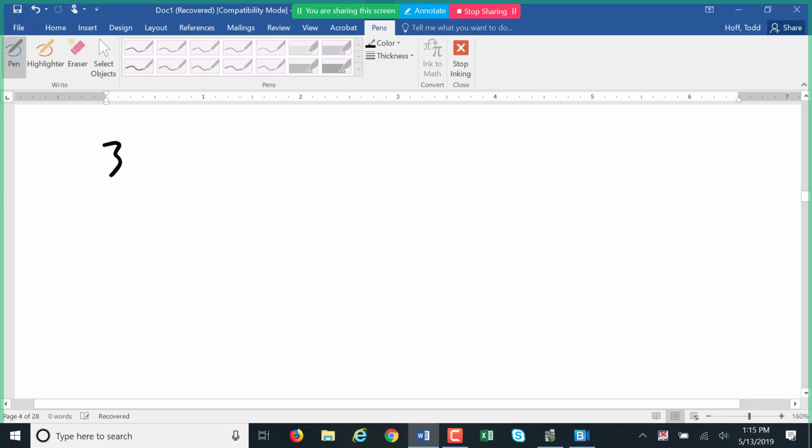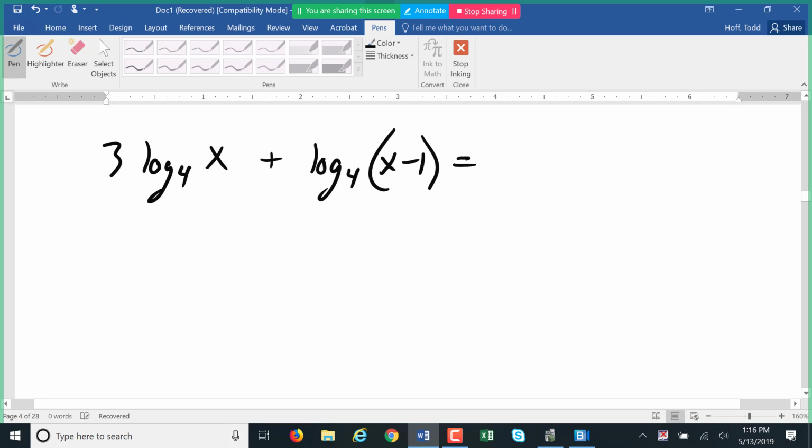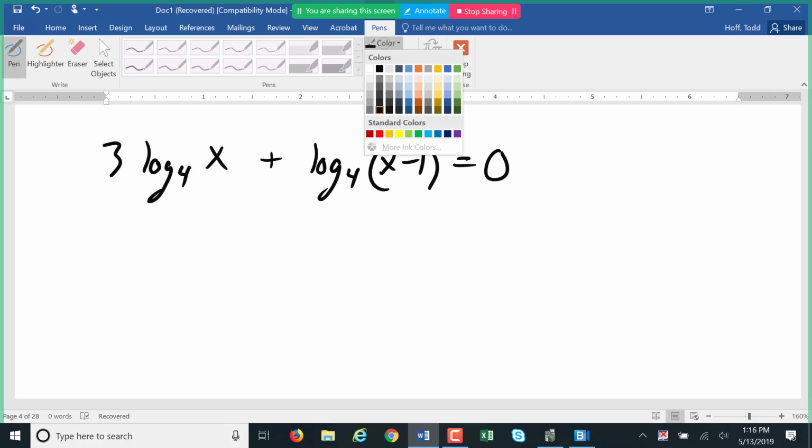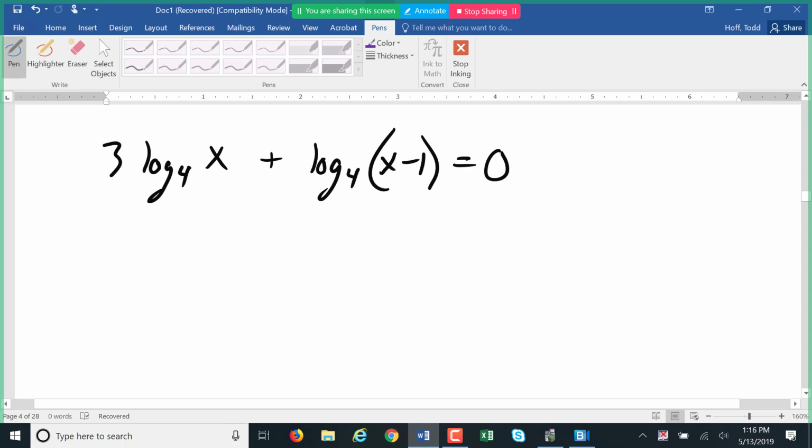Well, how about if we have 3 times log base 4 of x plus log base 4 of x minus 1 equals 0. This one looks like a nightmare.